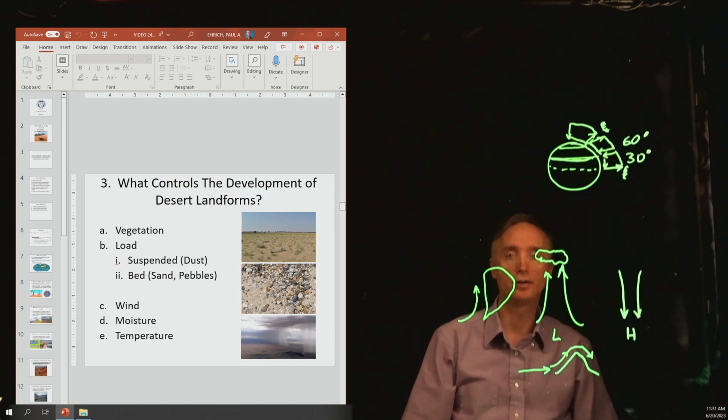All right, let's take a break. When we come back, we're going to talk about what controls the development of desert landforms.